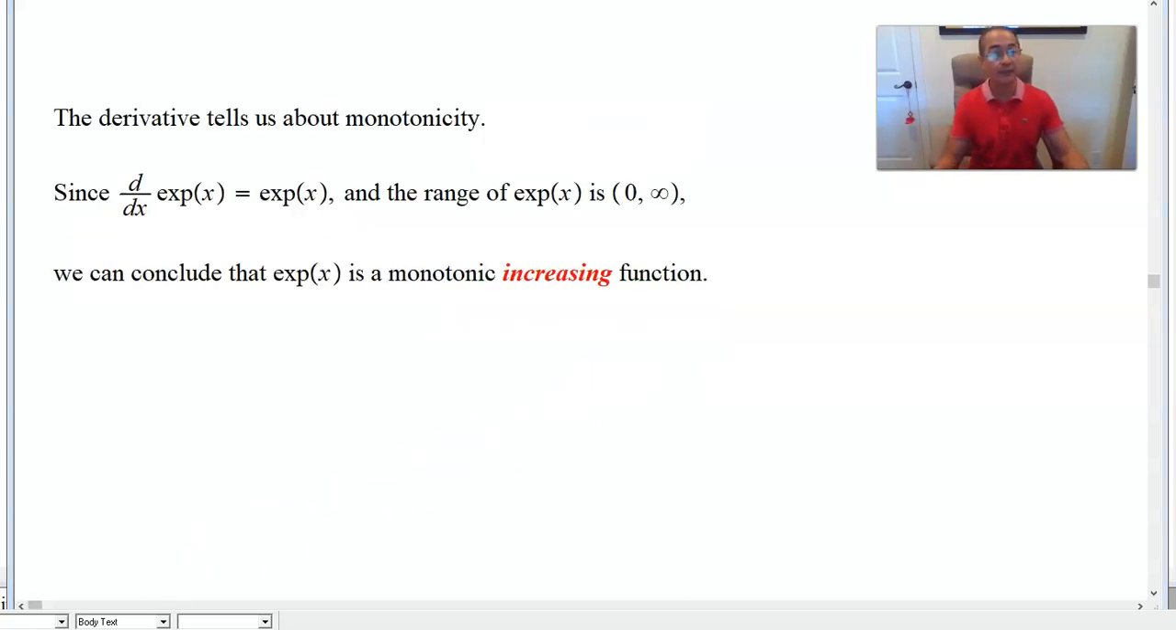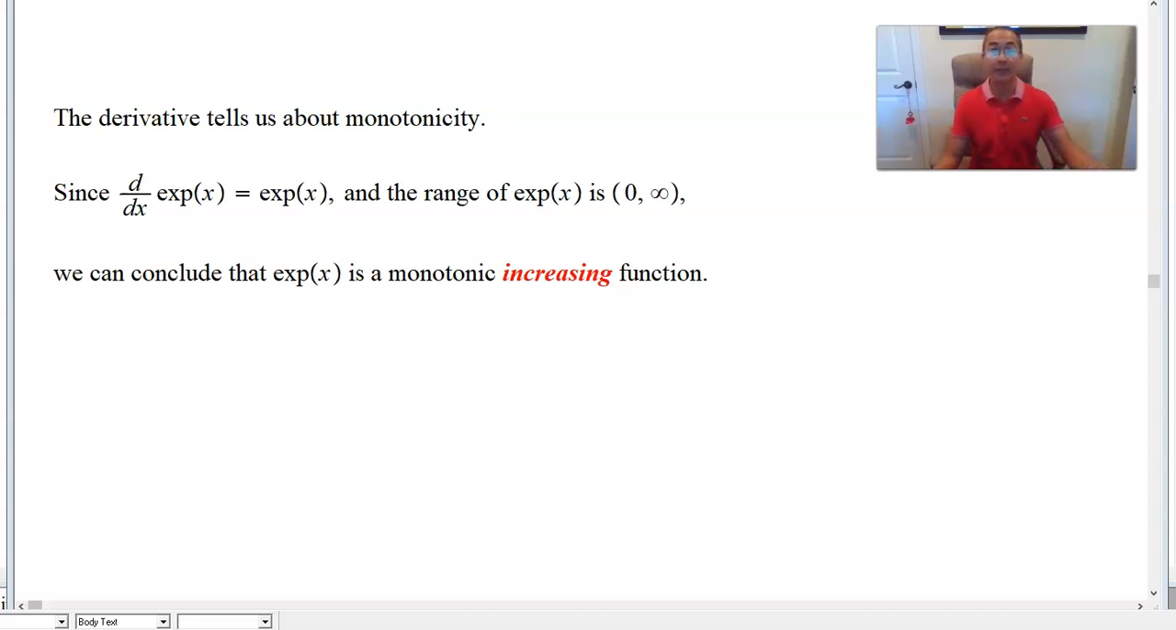All right. Now we started off with the derivative for the exponential function because it gives us very useful information. It tells us about the monotonicity property of the exponential function. The derivative is the same function, exponential of x, but we said its range is 0 to infinity.